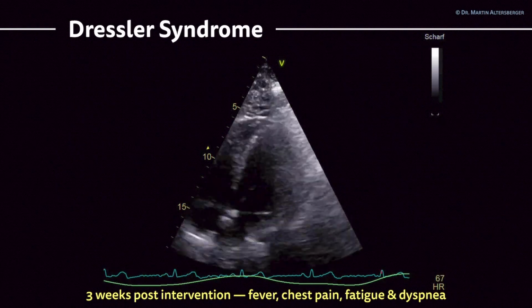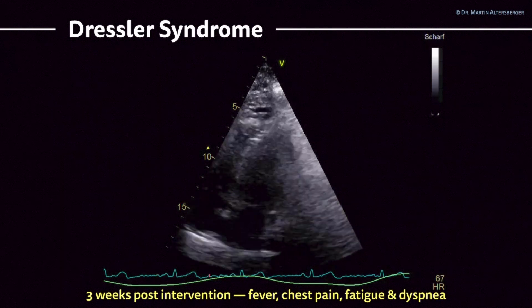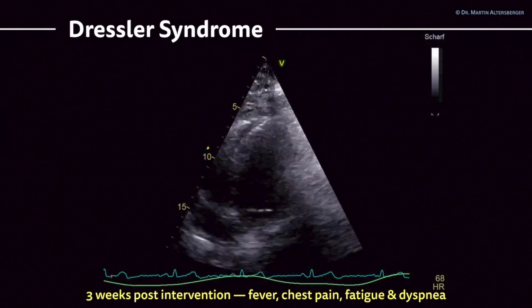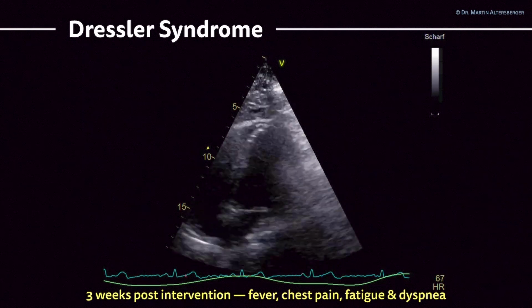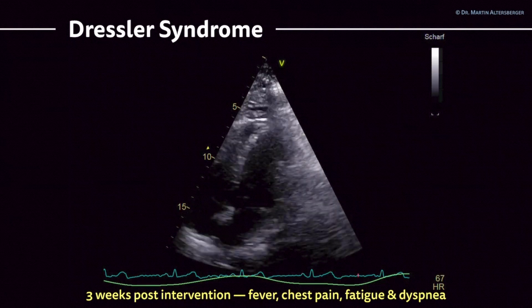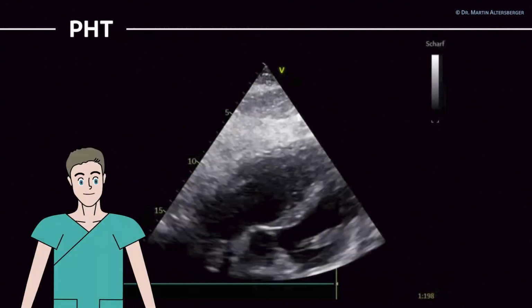3 weeks presented with fever, chest pain, fatigue, and also dyspnea. So in combination with this imaging, the diagnosis of a Dressler syndrome was established, and after treatment, the patient felt way better in a very short period of time.